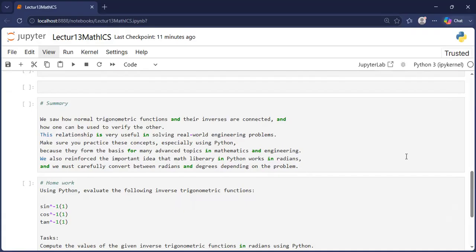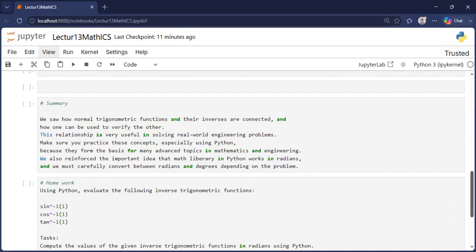Make sure you practice these concepts, especially using Python, because they form the basis for many advanced topics in maths and engineering, as we have discussed already. We also reinforce the important idea that the math library in Python works in radians, and we must be careful to convert between radians and degrees depending on the problem.